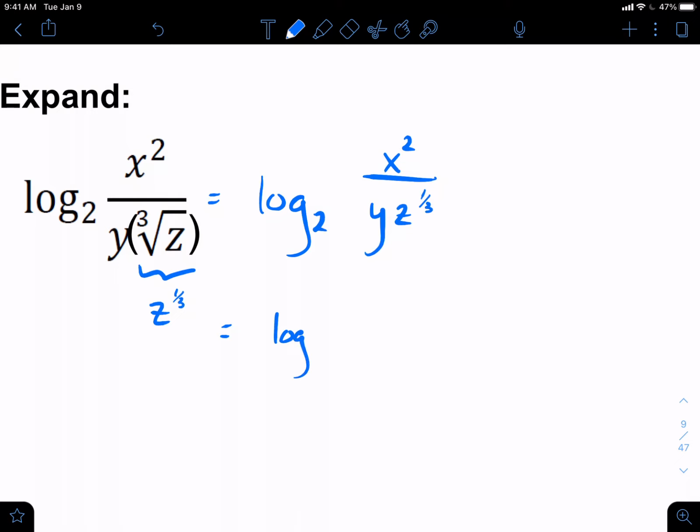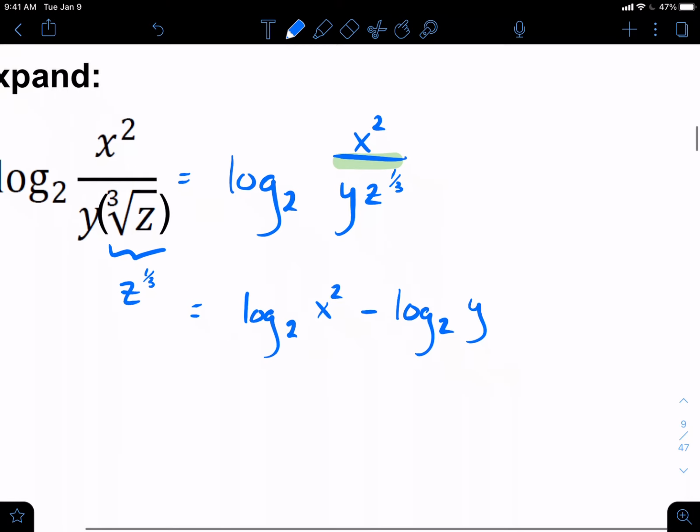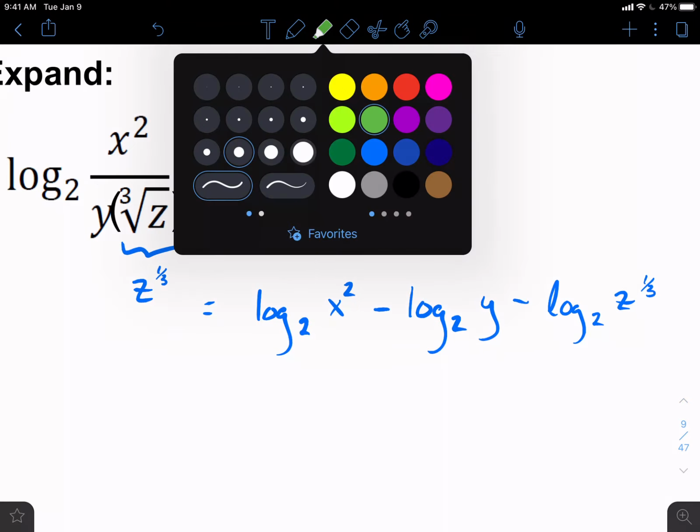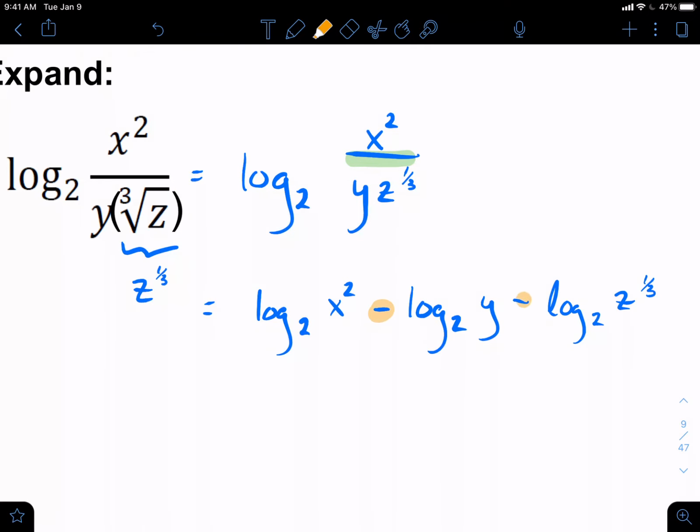So I'm going to have log base 2 of x squared. That was the top. Now, since we're dividing, we need to subtract. So we're going to say minus log base 2 of y. And then this is kind of a part that's new and unique. Since z is still on the bottom, that still needs to be subtracted. So log base 2 of z to the 1/3, right? It's kind of important to see this. Notice how everything on the bottom has a subtraction symbol in front of it.